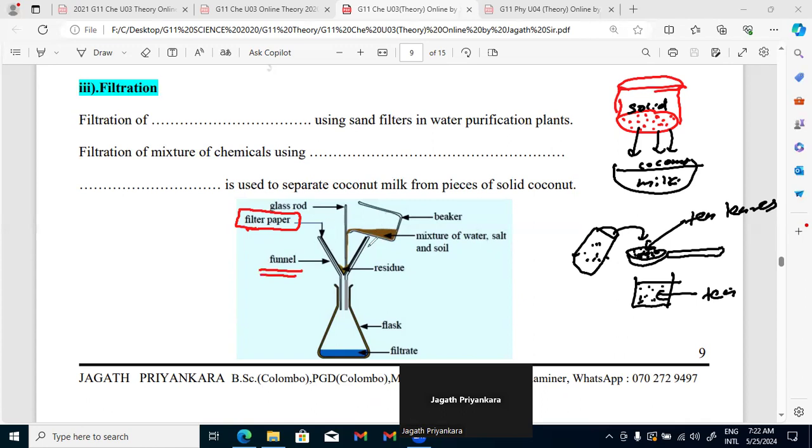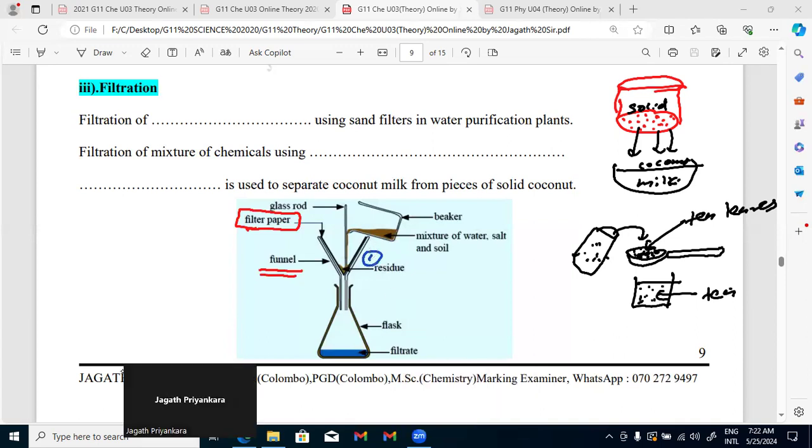And then you put, say, muddy water or something. You transfer it along the glass rod, because otherwise the filter paper can get damaged when you pour directly, right? There are two components you get here. One is the residue. What are the two components here? Residue and the filtrate. The residue is left on the funnel and the filtrate is collected in the beaker or conical flask. Is that clear?